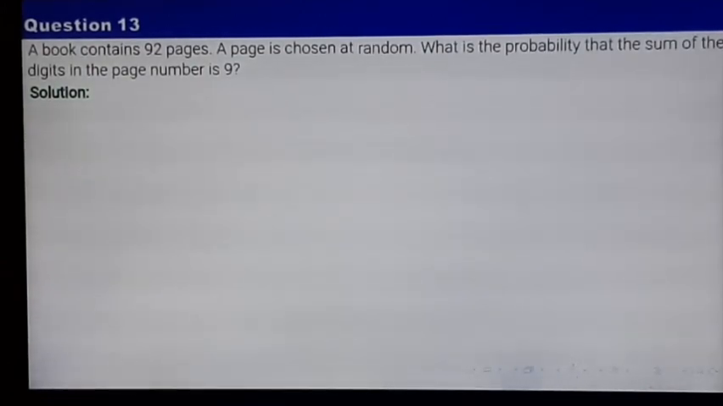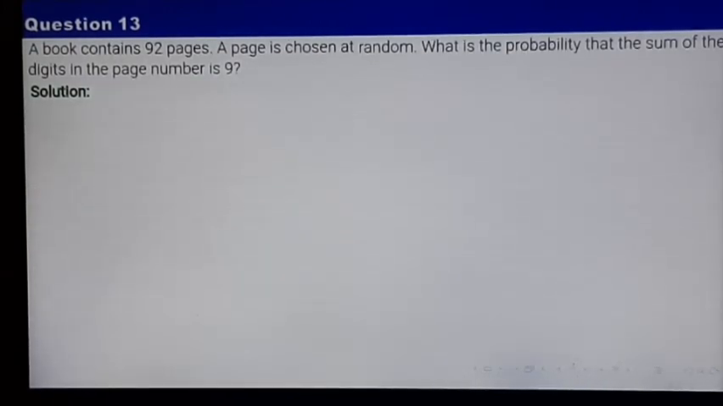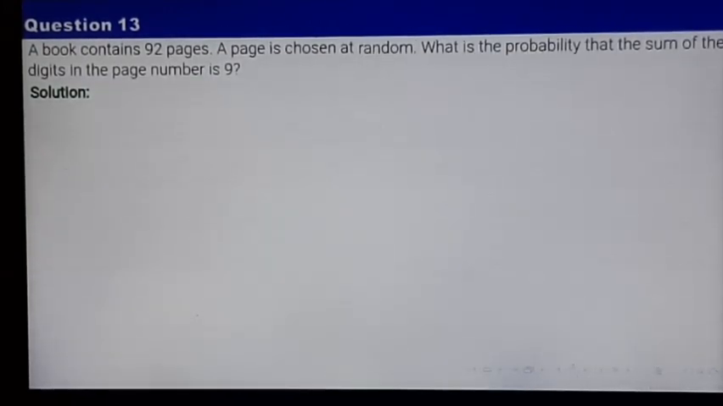That means there is a book which contains 92 pages and you are just choosing one page from the book. Okay, and you find some page number in that, right? The question is asking, add the digits of that page number. Suppose I choose page number 12, then what is the sum of the digits? It's going to be 1 plus 2, that is 3, right? In the same way, this question is asking what is the probability that the sum of the digits in the page number is going to be 9.